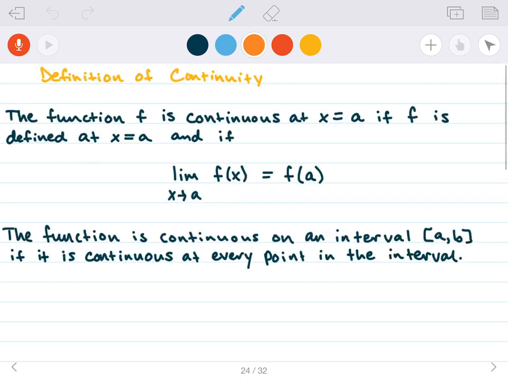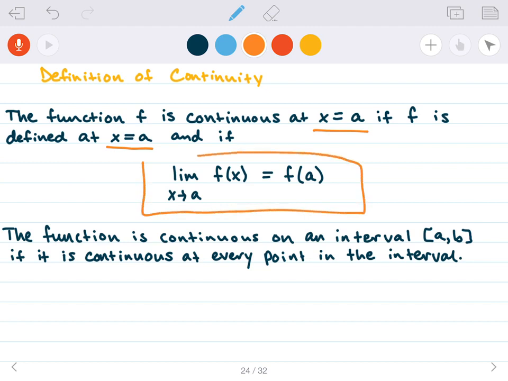And the next thing we're going to talk about is the definition of continuity in terms of limits, now that we have limits under our belt. So the function f is continuous at a point x equals a if, first of all, f is defined at a, and second of all, if the limit of that function as x gets close to a is f of a.